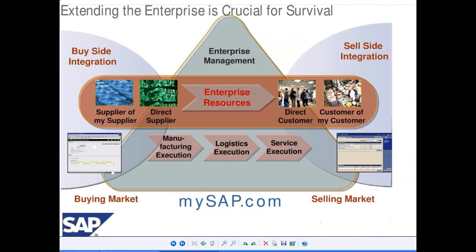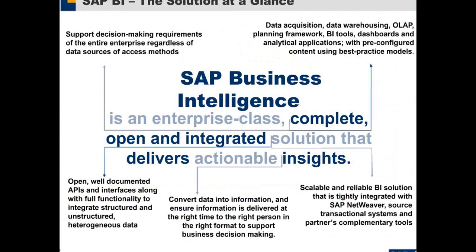So nowadays, you cannot say I'm just an enterprise, because you have to connect your vendors, you have to connect your customers, right? So you have to have agile systems, and SAP with HANA is an agile system where it is connecting your buy side, sell side, and your particular business. And this is what SAP's business intelligence definition is. What it is, an enterprise class.